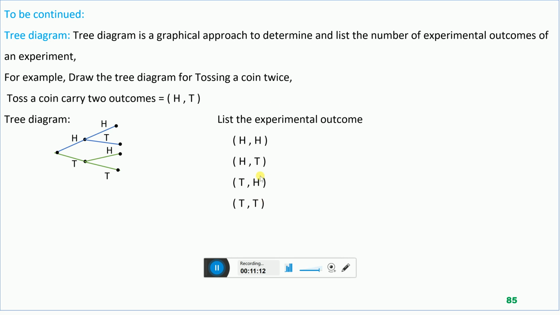So we list the outcomes and now we can count to determine the number of experimental outcomes of tossing a coin twice. Look, head-head is one outcome, head-tail second, tail-head third and tail-tail fourth. So we have a total of 4 experimental outcomes of the experiment. When we toss a coin twice, we determine the number of experimental outcomes by using a tree diagram as well as we list the experimental outcomes.